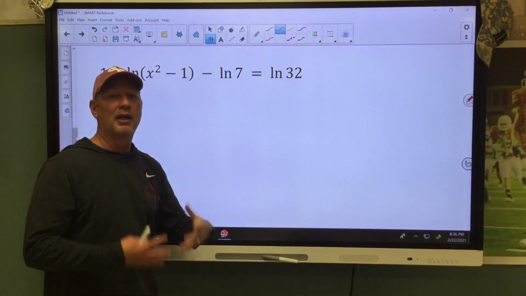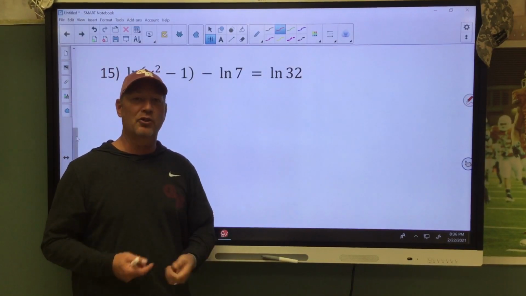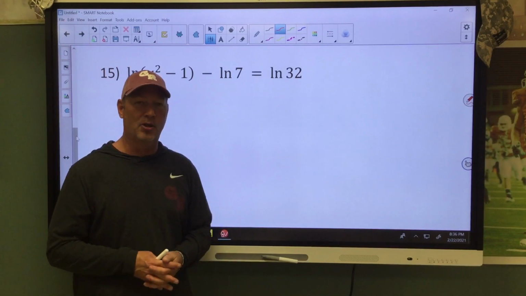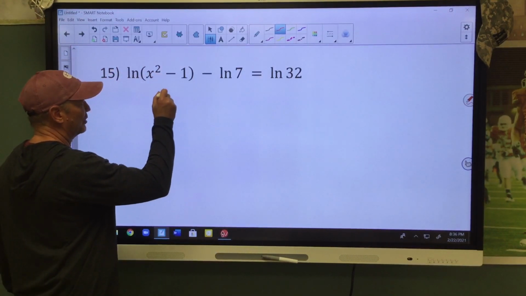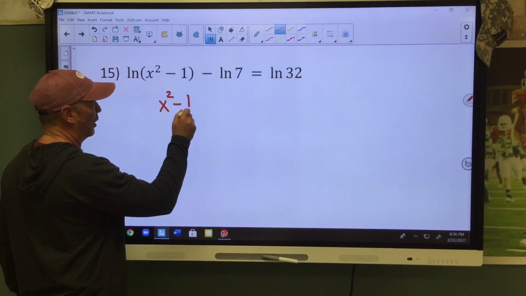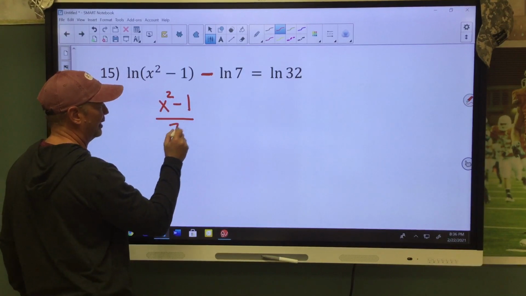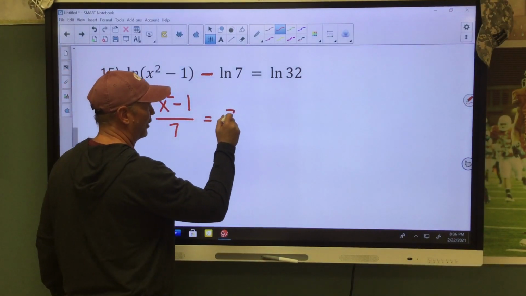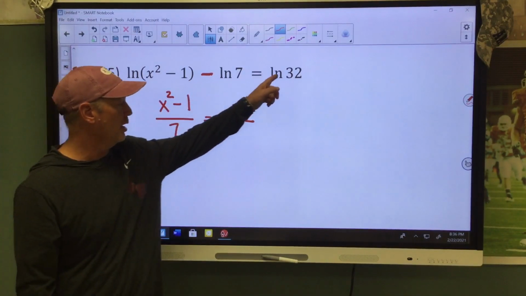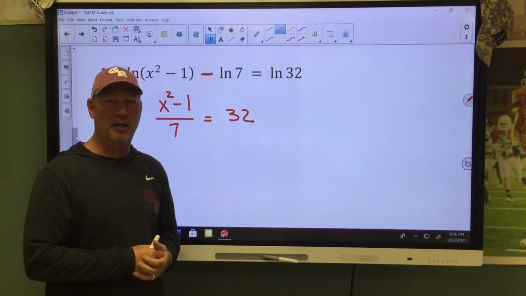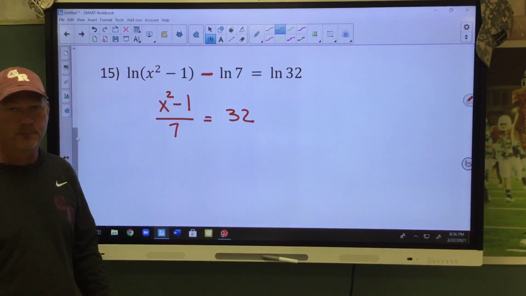Natural log. Now, we still have to use some of our properties when we condense, but everything is going to drop out because everybody has the same log. So we're going to set this up as x squared minus 1 divided by 7 equals 32. When everybody has the exact same log, it drops out and we set up our equation, but we still have to use this condensing property.